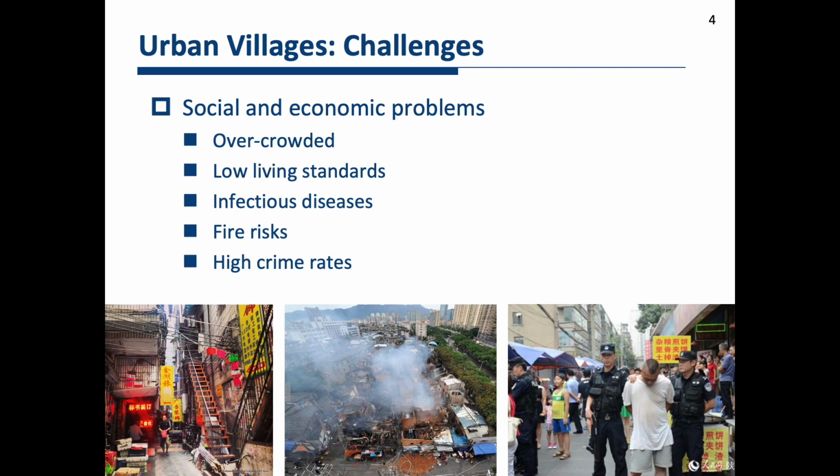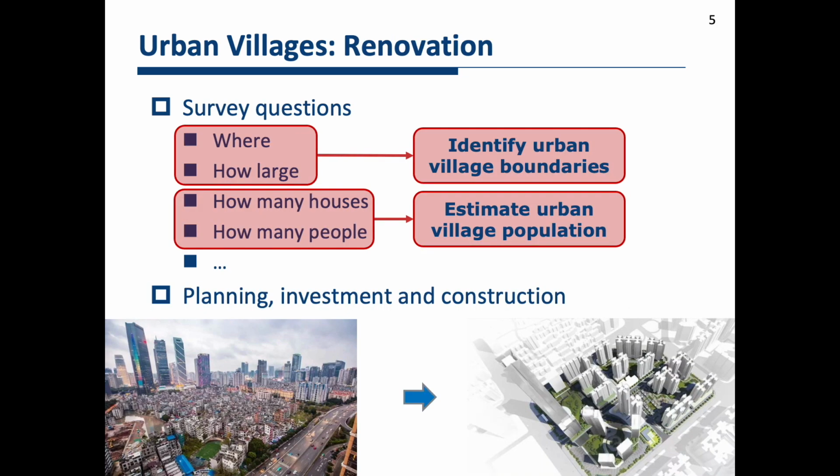However, urban villages also bring several social and economic problems for urban authorities. Urban villages are generally overcrowded, filled with illegal apartments and family rentals. The living standards in urban villages are relatively low, and the lack of public health systems makes urban villages vulnerable to infectious diseases such as COVID-19. Therefore, it is essential for urban authorities to know about the basic situations of these areas.